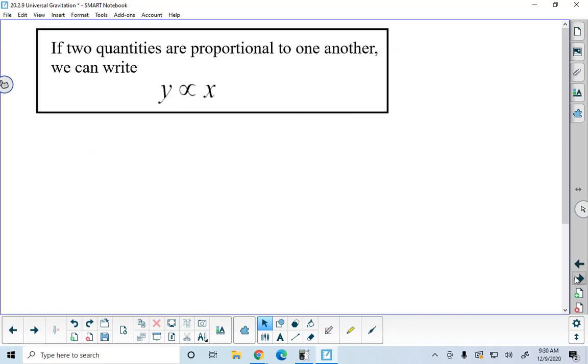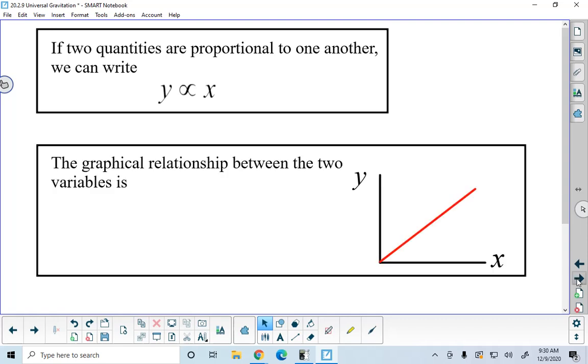probably grade 8, and then we talk about this a lot in grade 10. If two quantities are proportional to one another, this is what we write. We write that little weird squiggly symbol, and we read that as y is proportional to x. That means something. Specifically, it means that if you were to plot a graph showing the relationship between the two variables, you would have a line that goes through the origin, and it would be a straight line.